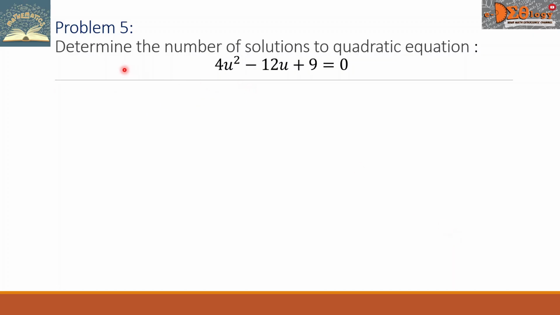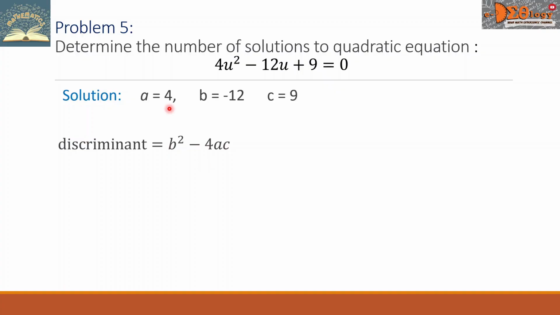Problem 5. Determine the number of solutions to this quadratic equation. 4u squared minus 12u plus 9 equals 0. We write our discriminant formula, then we collect the values for a, b, and c. A is 4, b is negative 12, and c is the positive 9. Let us now substitute the values in the formula.